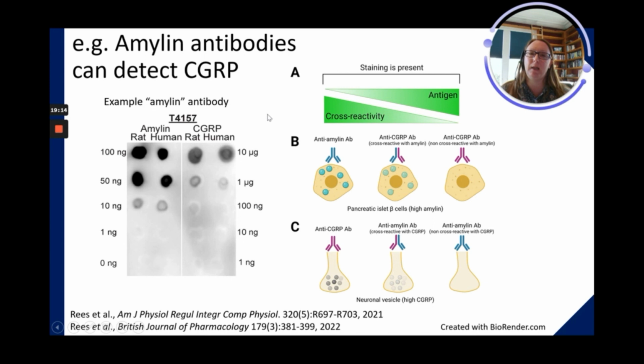But you have to then bear that in mind in the context of biology. If we consider a neuron, it has very high amounts of CGRP. So even if you have just a small amount of cross-reactivity of an anti-amylin antibody with CGRP, there is still a high chance that it will detect CGRP, because whether staining is present is a balance between the quantity of the antigen and the level of cross-reactivity of the antibody.